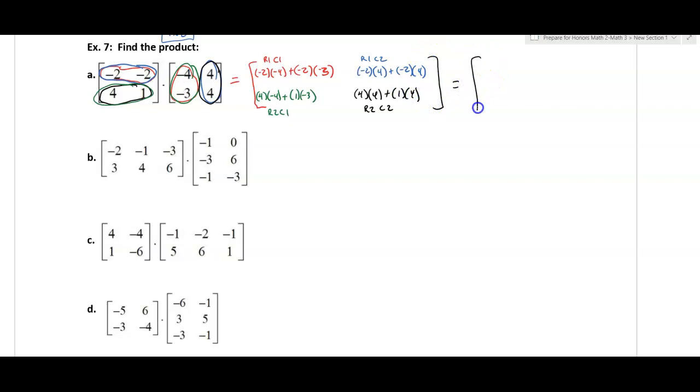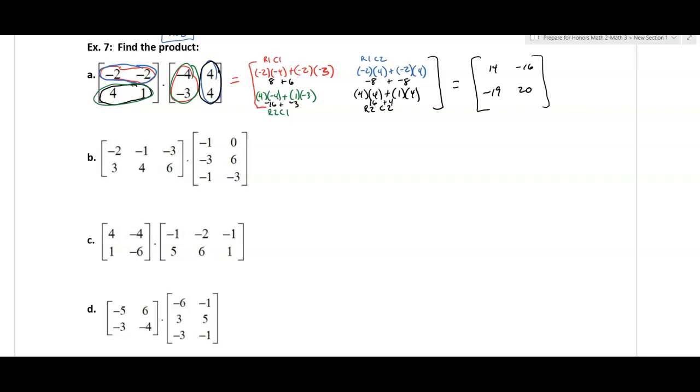And that would give us, if I look, that's going to be 8 plus 6, which is 14. This is negative 8 plus negative 8, which is negative 16. Then negative 16 plus negative 3 is negative 19. Then 16 plus 4 would be 20. And that is what we get when we multiply these matrices.